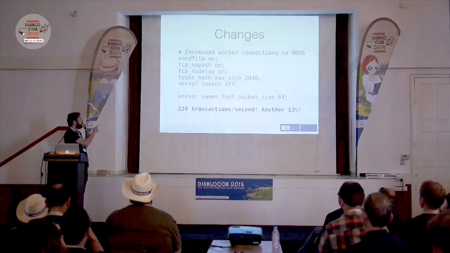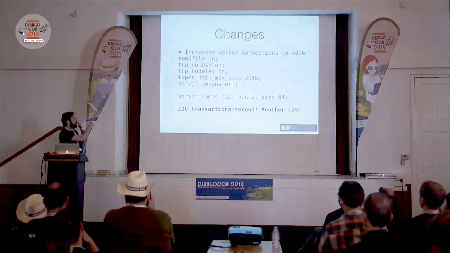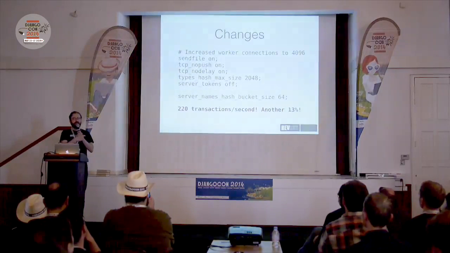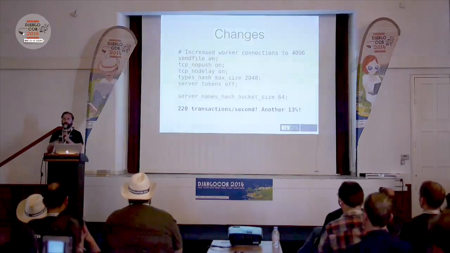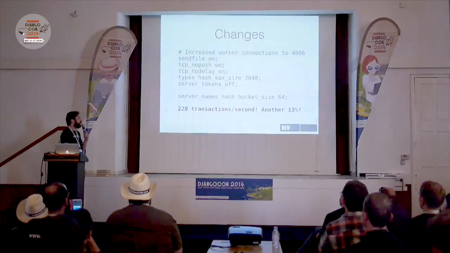All I did was turn sendfile on, tcp_nopush, tcp_nodelay, set some hash sizes on server names. That isn't important for this particular case, but if you're virtually hosting lots of domains, that actually becomes a big part of performance. And I'm turning the server tokens off because there's no reason to be saying, hey, I'm Nginx, on every single request. So doing this got us another 13% of performance because it's just not doing slow TCP things that by default are safe, but are really based around problems with older browsers that really aren't even in use anymore.